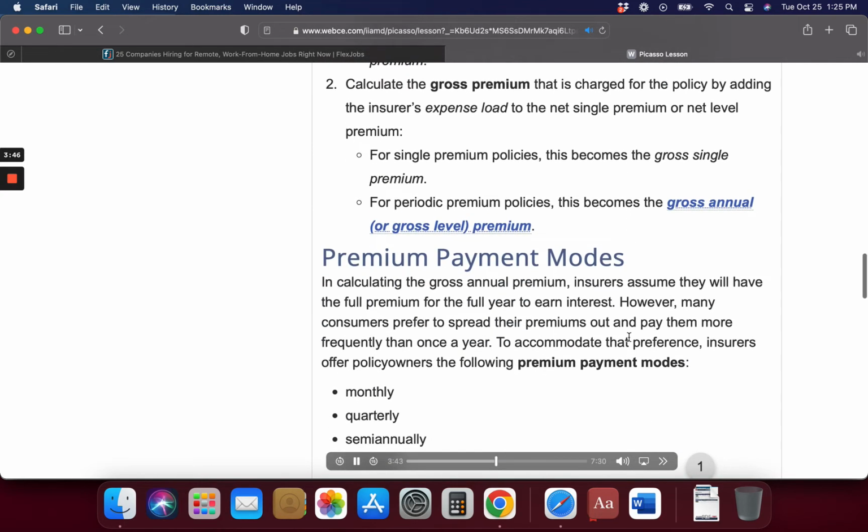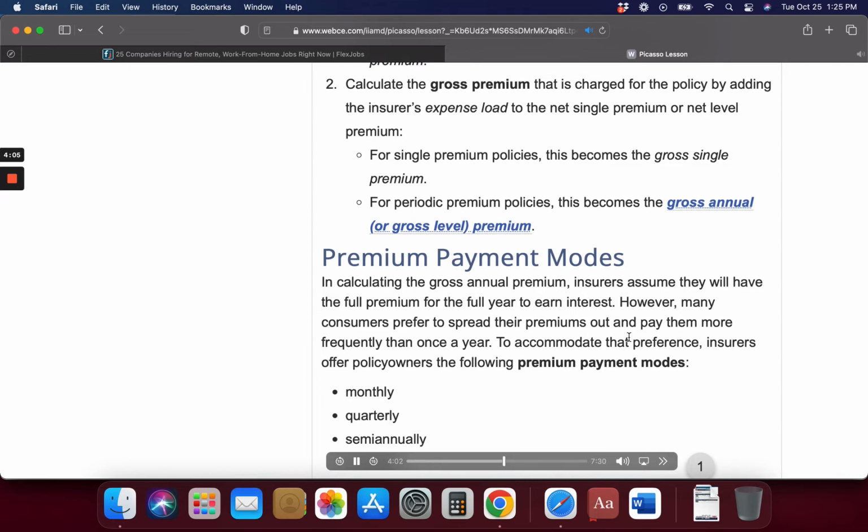Calculate the gross premium that is charged for the policy by adding the insurer's expense load to the net single premium or net level premium. For single premium policies, this becomes the gross single premium. For periodic premium policies, this becomes the gross annual, or gross level, premium.